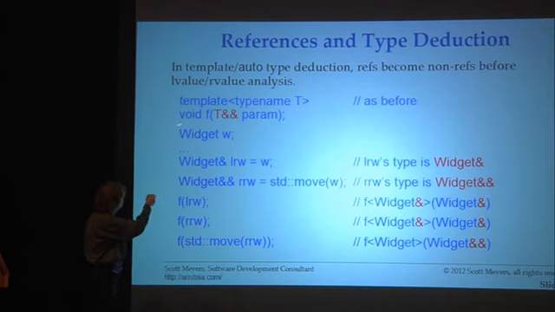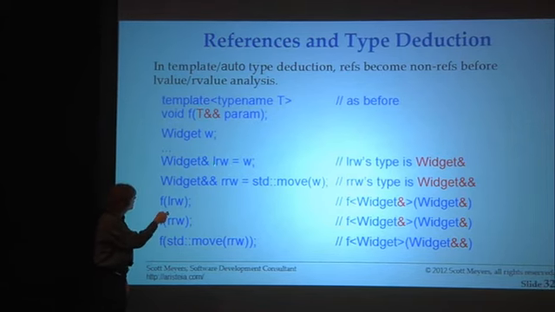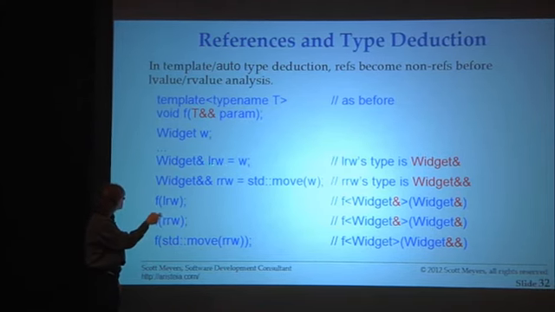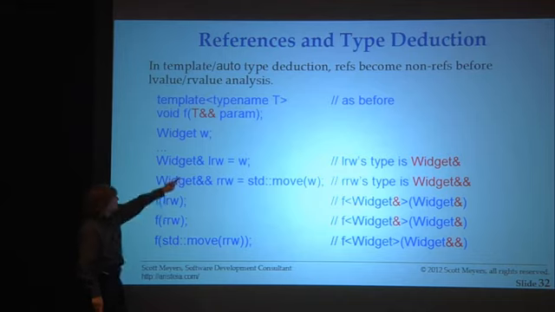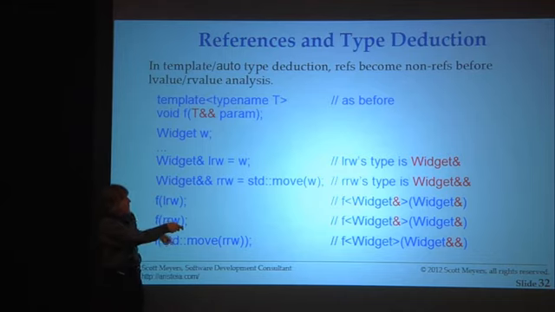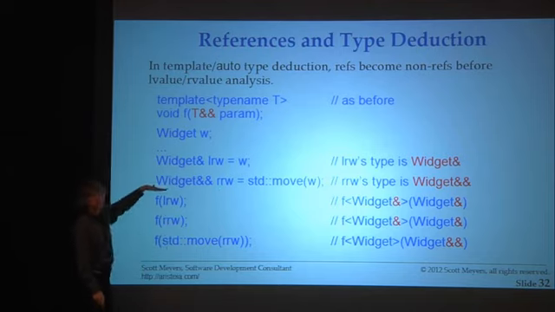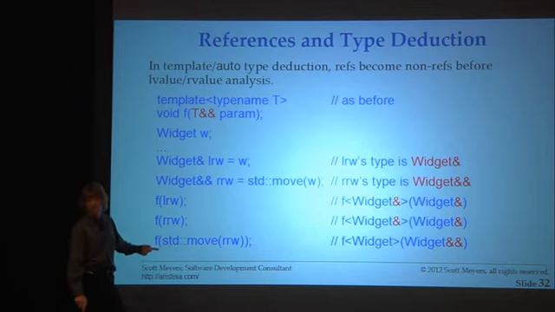Here's a universal reference. I've got a widget. LRW is an lvalue reference to a widget. It refers to W. RRW is an rvalue reference to a widget. It applies to an rvalue version of W. Now, the type of LRW is lvalue reference to widget. The type of rvalue reference RRW is widget ref ref. So down to here, everything's pretty straightforward. Now, I'm actually going to show you the last line first, because things make a little bit more sense, I think, if you start on the bottom.